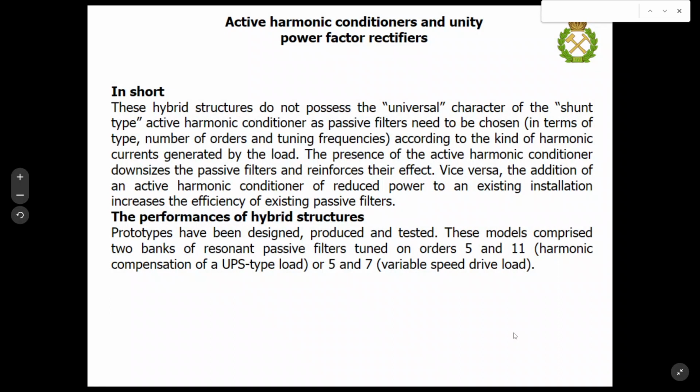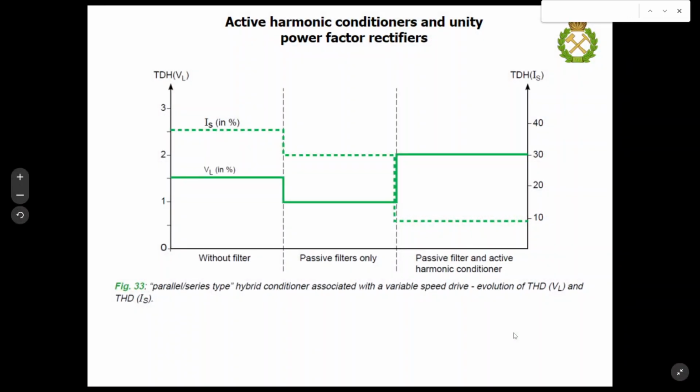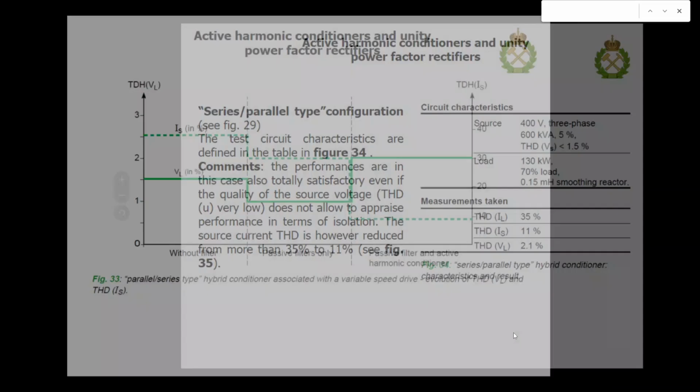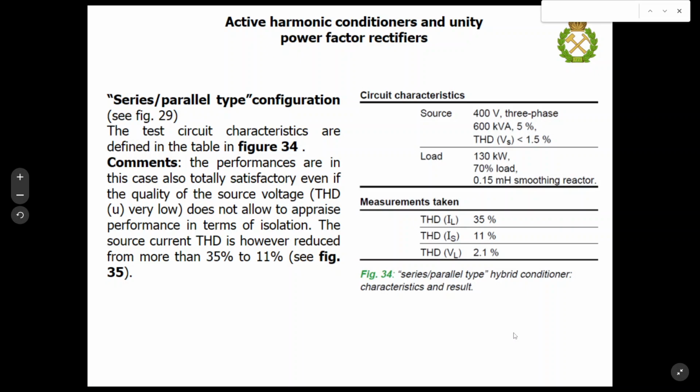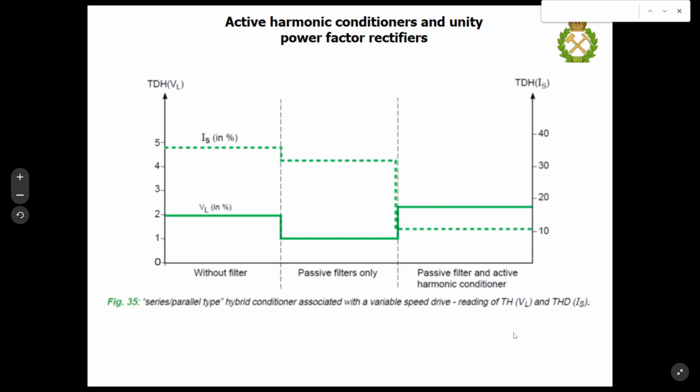And now let's consider some performances of hybrid structures. For example, here you may see the parallel series type hybrid conditioner and the several modes of its functioning: without filter, passive filters only, and passive filter and active harmonic conditioning. Here you may see some effects caused by the application of such topology. And another example with another configuration of hybrid structure is presented here. Also, you may see the different modes of the functioning of such systems.